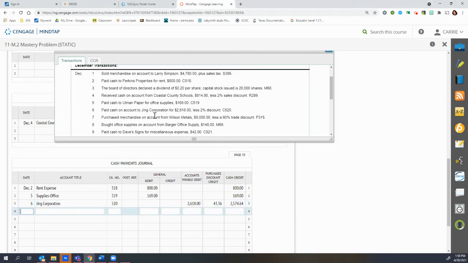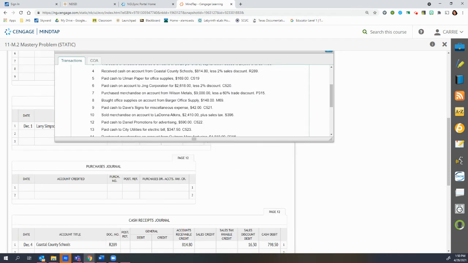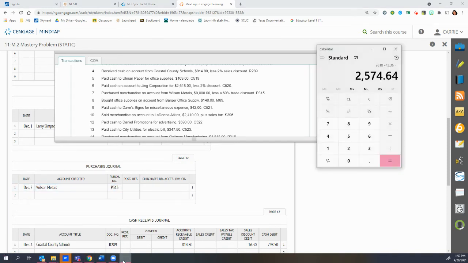All right. And then we purchase merchandise on account from Wilson Metal. So we need to go to our purchases journal. And on there we do December 7. Where am I? Wilson Metals. $315. 9,000 less a 60% trade discount. Okay.